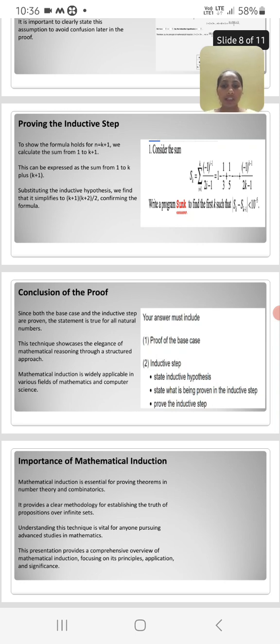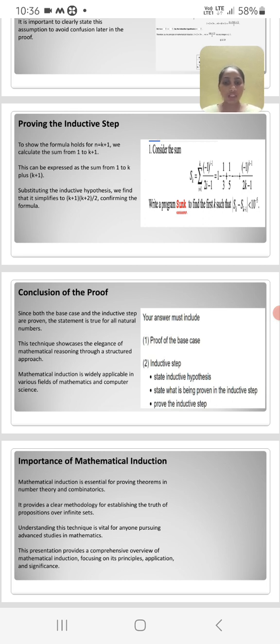Importance of mathematical induction. Mathematical induction is essential for proving theorems in number theory and combinatorics. It provides a clear methodology for establishing the truth for propositions over infinite steps. Understanding this technique is vital for anyone pursuing advanced studies in mathematics.